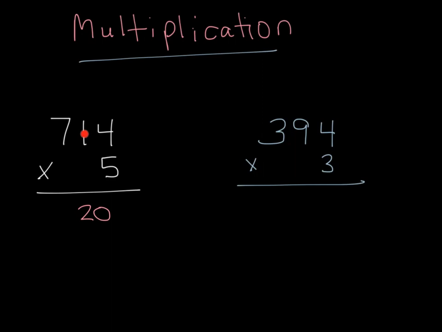Now next up we have the 1. What does the 1 actually mean? Not 1, but it represents 10. So 10 times 5 is 50. I'm going to add a 50 below.